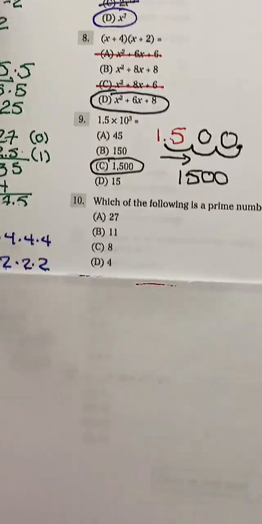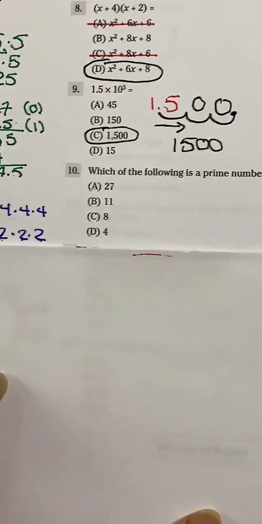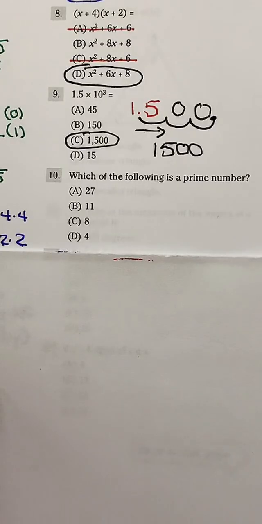All right, so here we go. Number 10. Which of the following is a prime number? Is it A, 27, B, 11, C, 8, or D, 4?